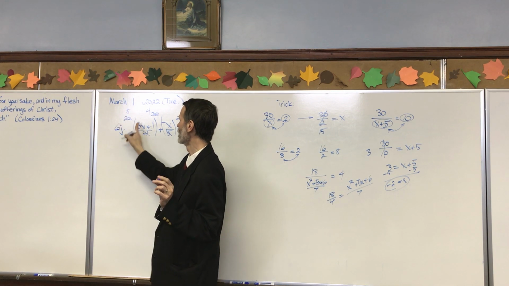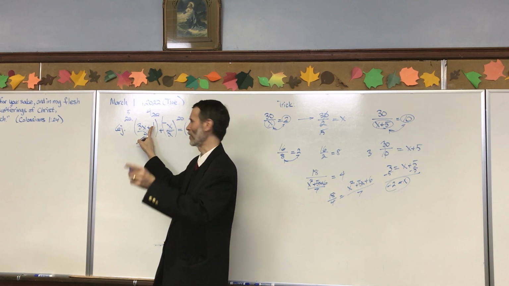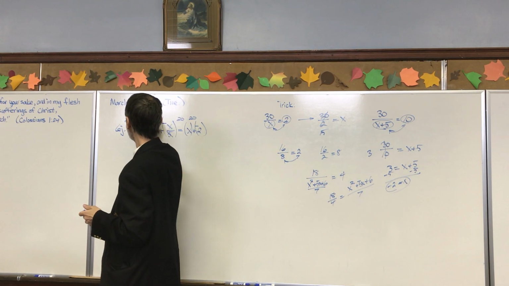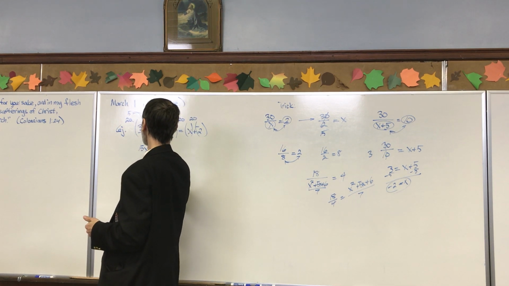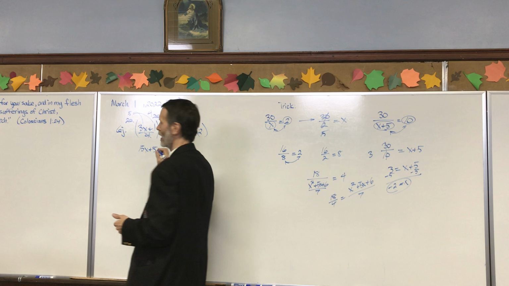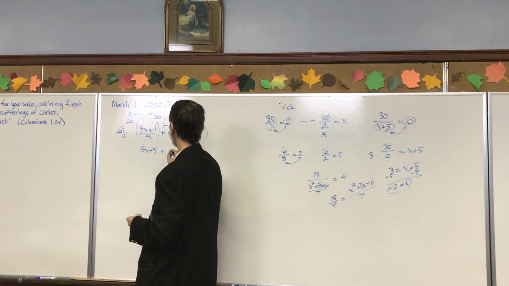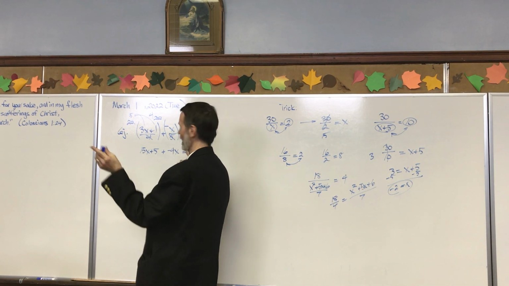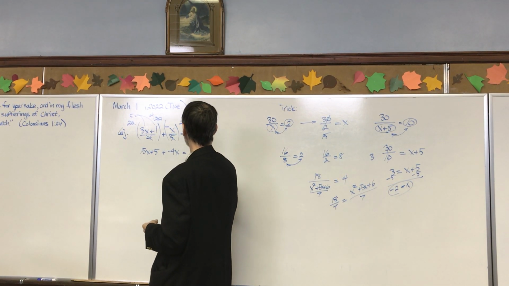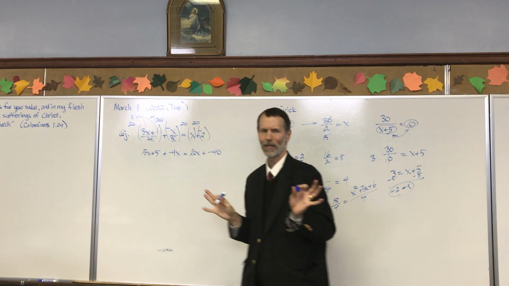By the way, this is 5 times 3x plus 1. Can somebody tell me what that is? Just multiply both of them. Good, 15x plus 5. And then plus, negative 4x. And then equals, while you're at it, go ahead and do these: 20x plus negative 40. Be clear on that?